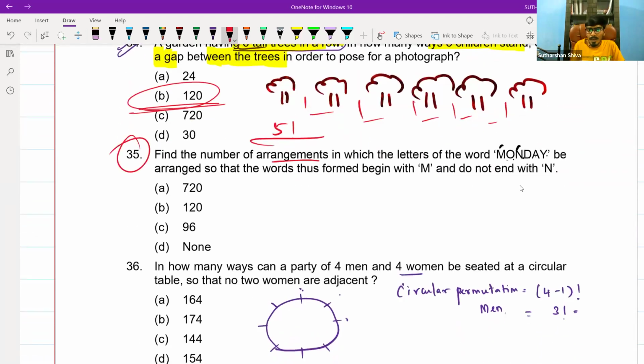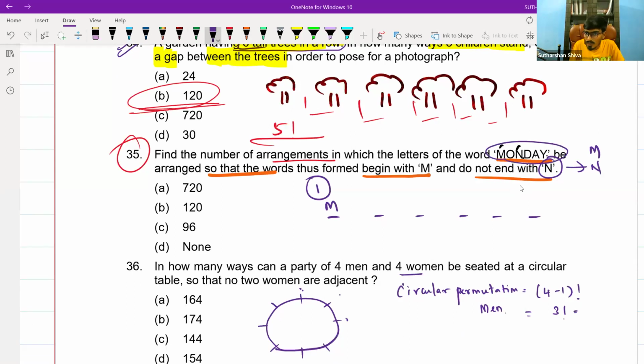35. Find the number of arrangements of the letters of the word Monday so that the word begins with M and does not end with N. So it means I am having 6 spaces, out of which the first should be M. First will occupy 1. N should not be at the end. M is already gone. So out of 6 letters, 2 are already over. I am left with 4 options.